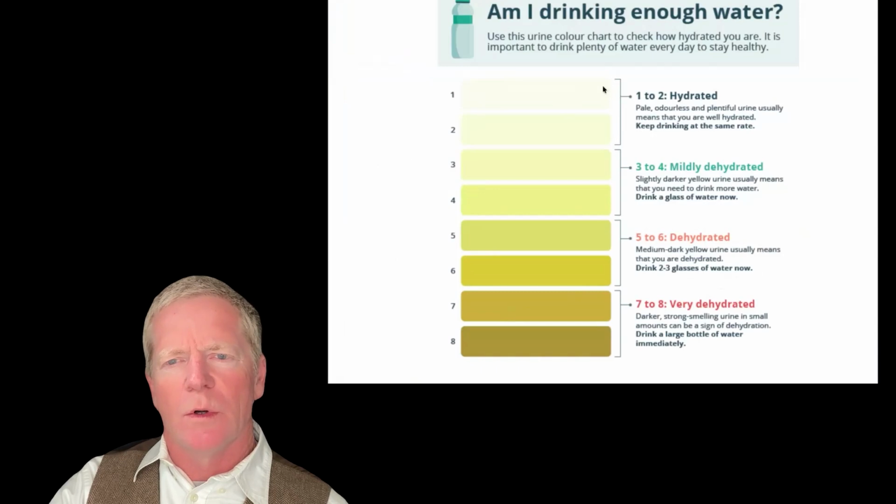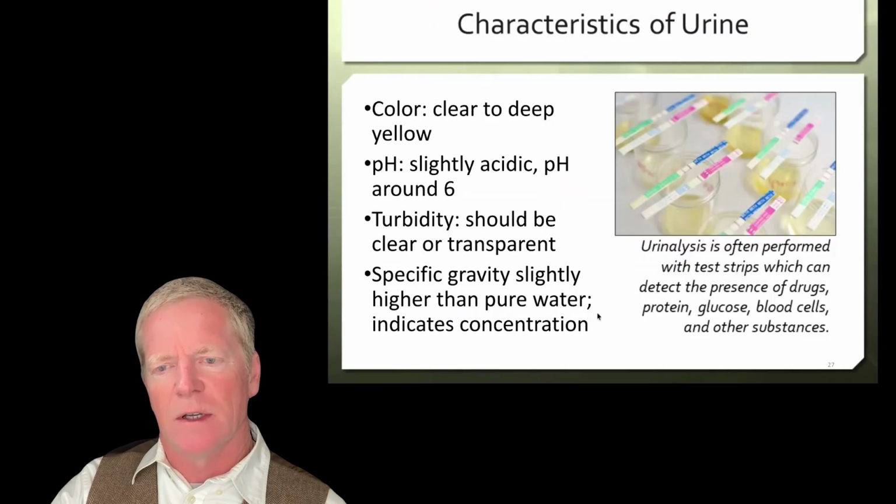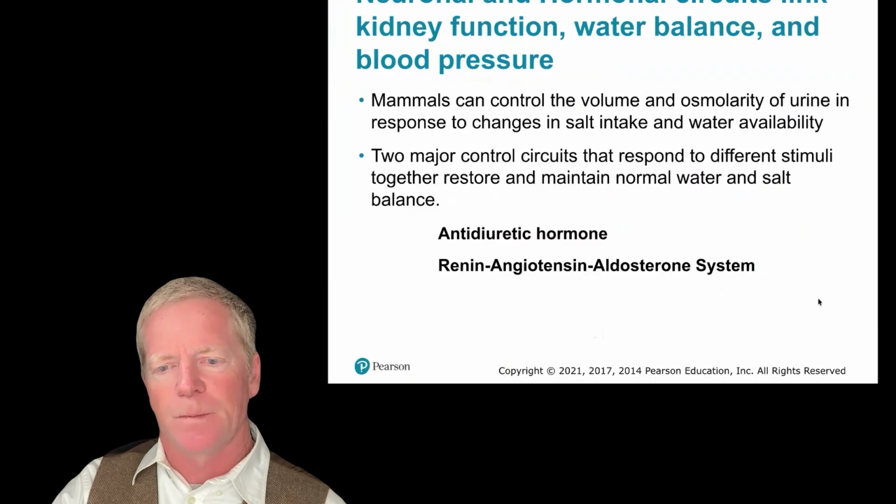So if you look at the various colors of urine, a well-hydrated person should be in this range, a pale, slightly yellow color. Mildly dehydrated, the color starts to get more yellow, and then severely dehydrated, it turns into these very dark yellow colors and even to a brown color.